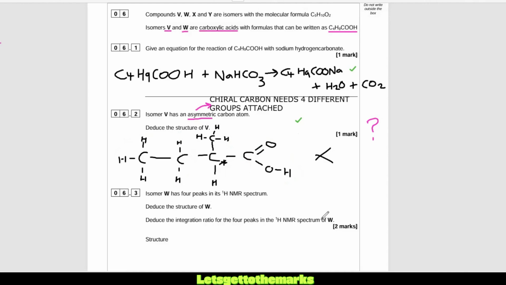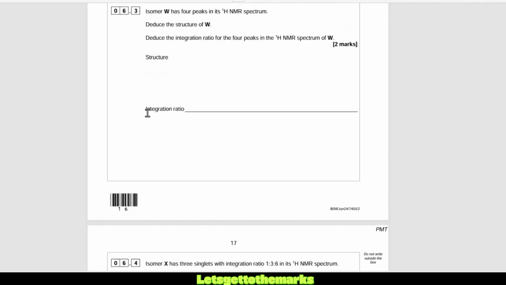Now we're going on to 6.3. Isomer W, which is the other carboxylic acid, has 4 peaks in its H1 NMR spectrum. So it has 4 peaks show up. Deduce the structure of isomer W. We know it's a carboxylic acid. Deduce the integration ratio for the 4 peaks in the H1 NMR spectrum of W. It's worth 2 marks. Grab your pen.